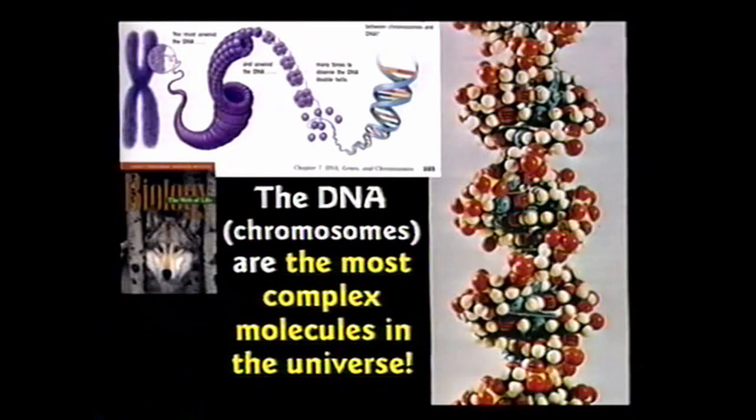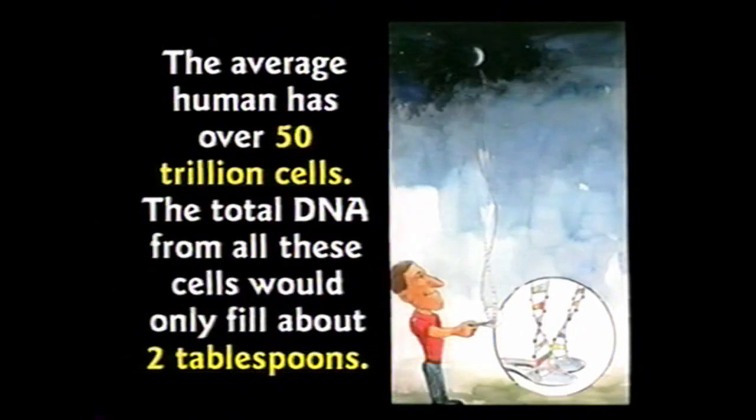And DNA is incredibly complicated. Did you know the DNA, the chromosomes in your body, is the most complicated molecule in the universe? No molecule is more complex than a DNA. And the average person in this room has 50 trillion cells in their body. Each of those cells contains 46 chromosomes, except for the gametes, they've got 23. And if you took all the chromosomes out of your body, it would fill 2 tablespoons.